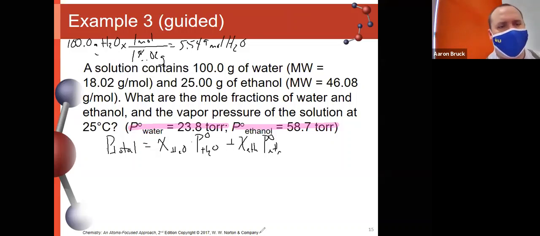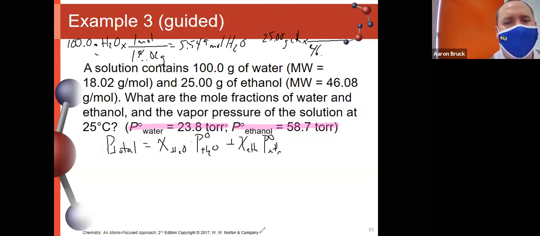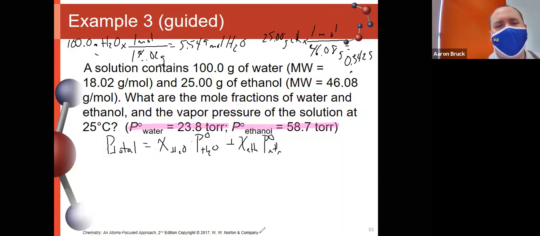For the ethanol, I have 25.00 grams of ethanol and 46.08 grams of ethanol in 1 mole. 25 divided by 46.08, 0.5425 moles of ethanol.